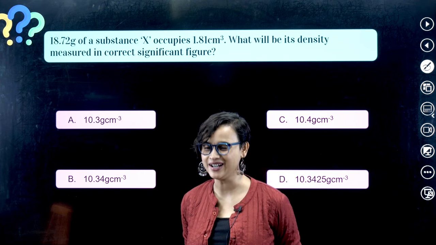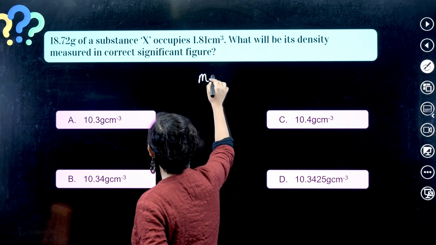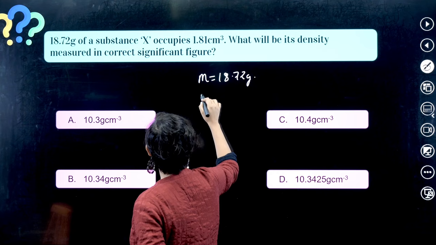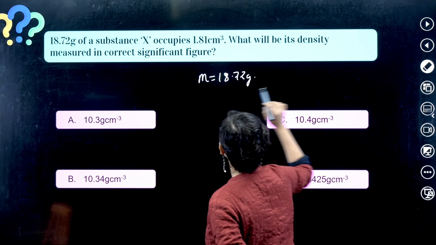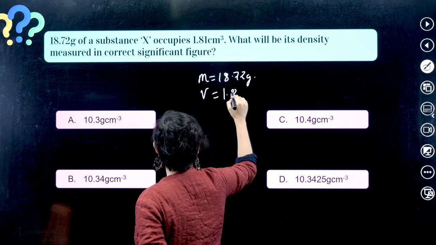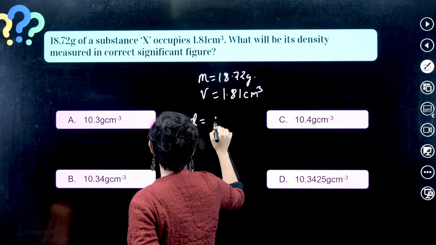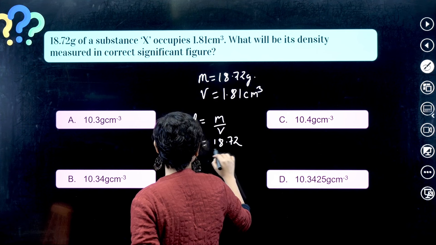Okay, so 18.72 gram of a substance, that means mass is given, mass is 18.72 gram. And volume is given to you, that is 1.81 centimeter cube. What do you have to find? You have to find density. So density is equal to mass by volume, as you know, which means 18.72 divided by 1.81. Now, significant figures.